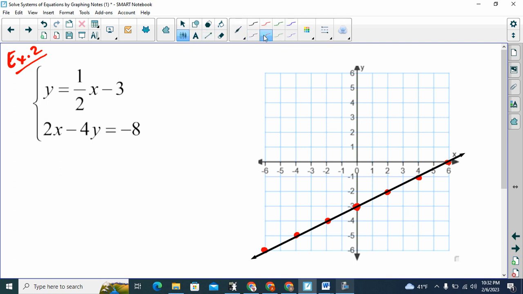The second equation, again, is in standard form. Let's find the x and the y-intercept. We're going to do it the same way we did the previous problem. We get the x-intercept by plugging 0 in for y. If I put in 0 for y, I get 2x equals -8. Dividing both sides by 2, I get x equals -4.